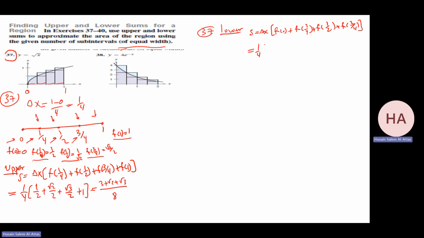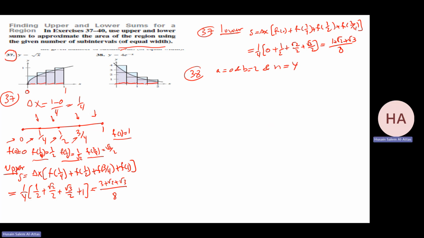That gives me 1 over 4 times f at 0, which is 0, plus half, plus square root 2 over 2, plus square root 3 over 2. So it's 1 plus the square root of 2 plus the square root of 3, all over 8. Yes, 38. How many do we have? 1, 2, 3, 4, and it's from 0 to 2. Say a equals 0, b equals 2, and n equals 4.